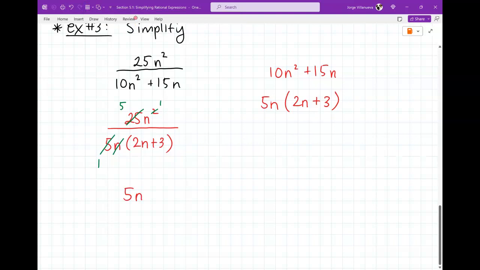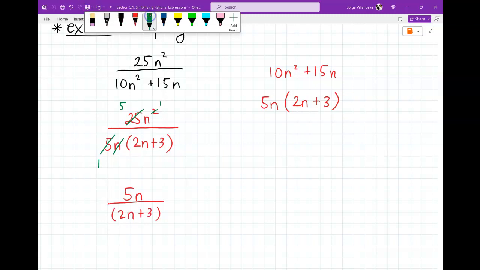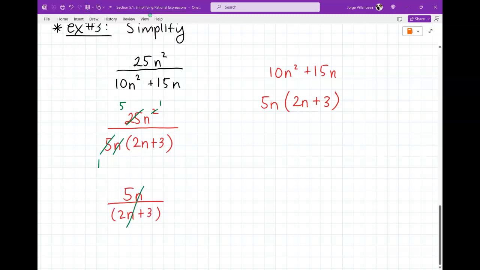5n, that's all that's left on the top. Okay, 5n to the first. On the bottom, the 5n got canceled out, so all that's left is 2n plus 3. Bless you. And again, do not do this. Don't cancel those n's out, okay?